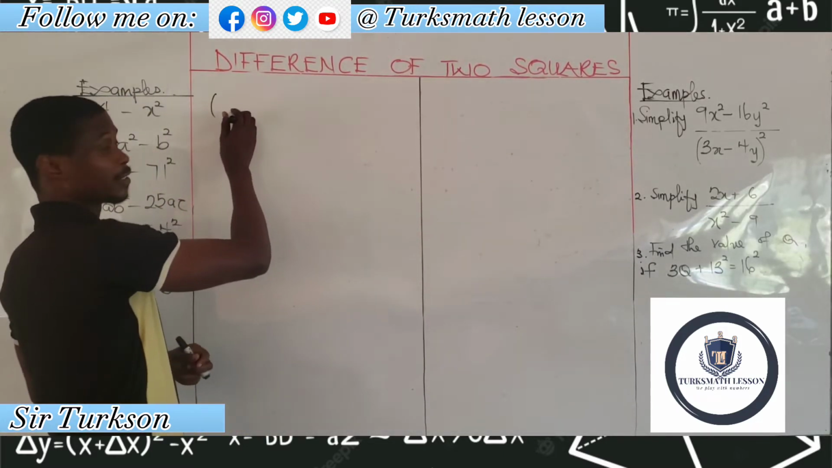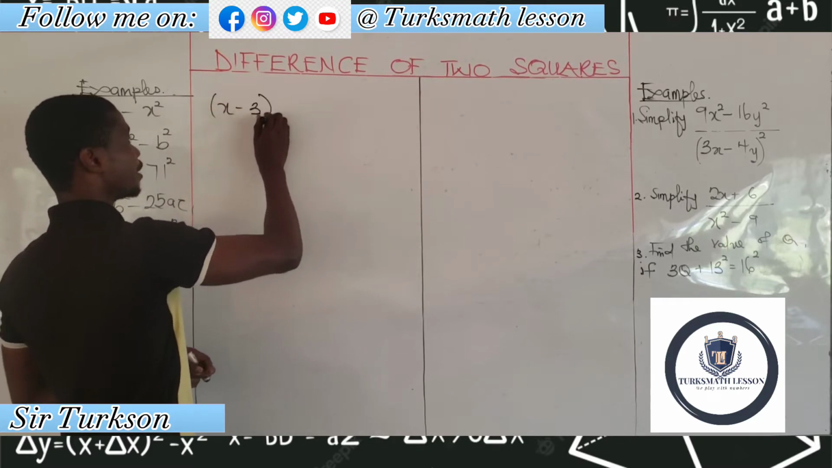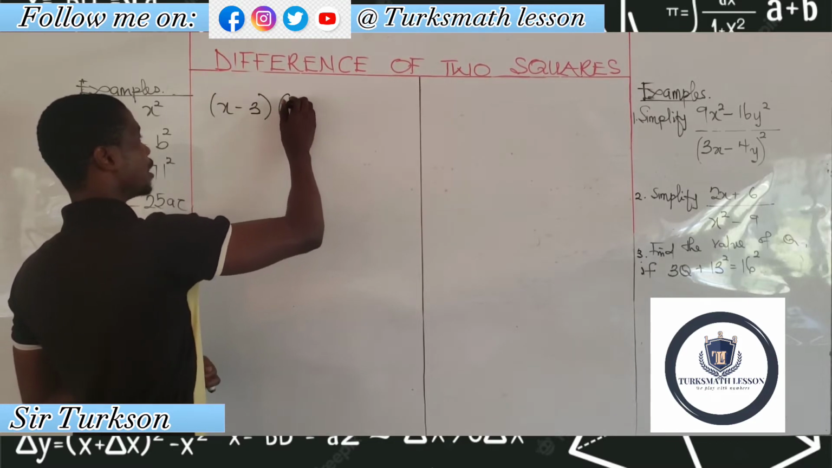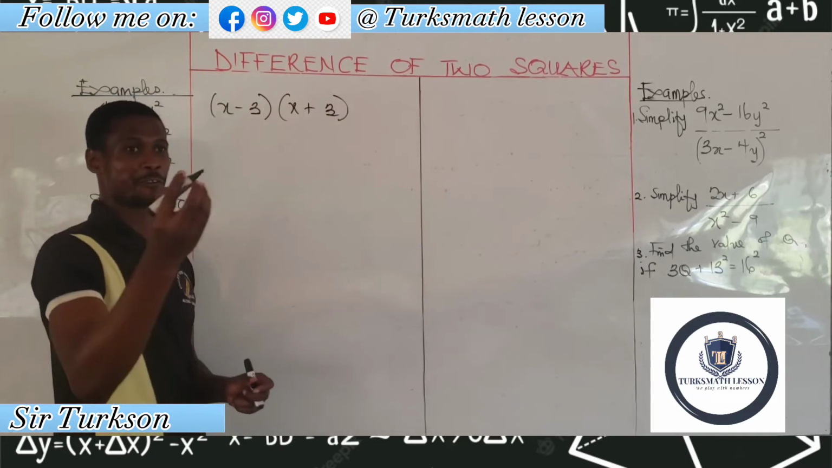Bracket open, x minus 3, bracket close. Bracket open, x plus 3, bracket close. Clap for her.